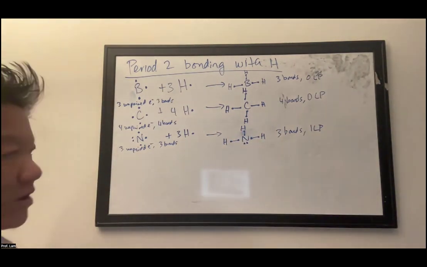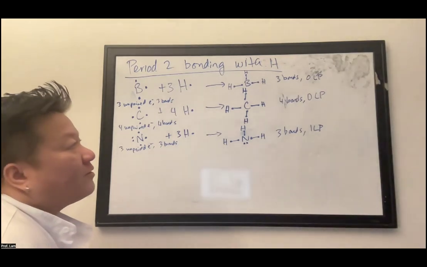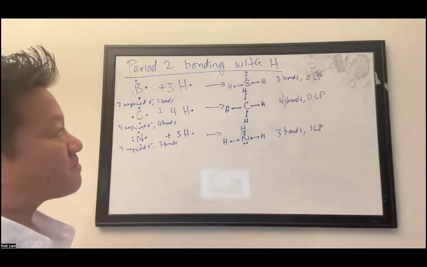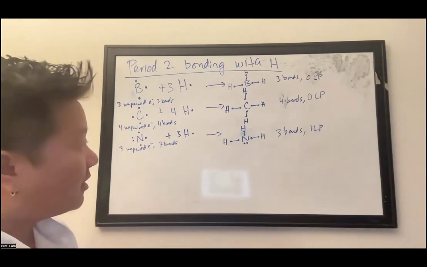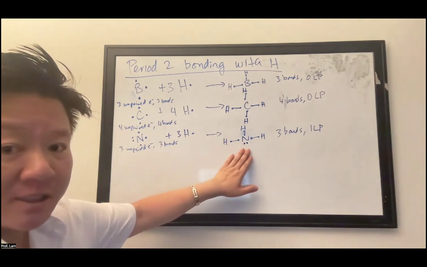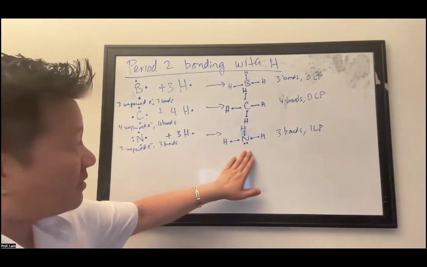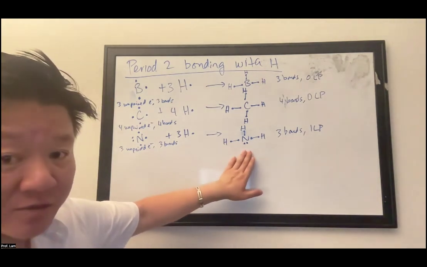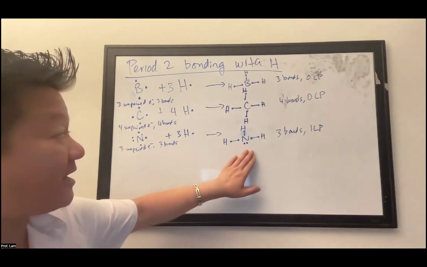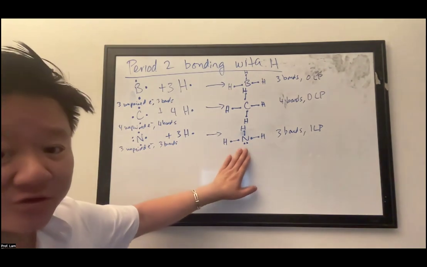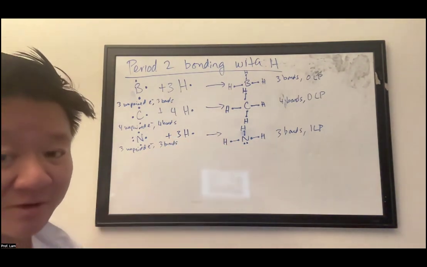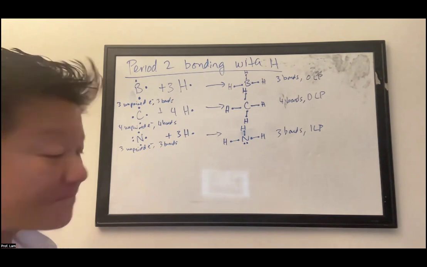So what we're seeing here is the reason why these compounds are the way that they are. NH3 is NH3 and can only be NH3 as the compound, not NH2 or NH4, due to its number of valence electrons, okay?